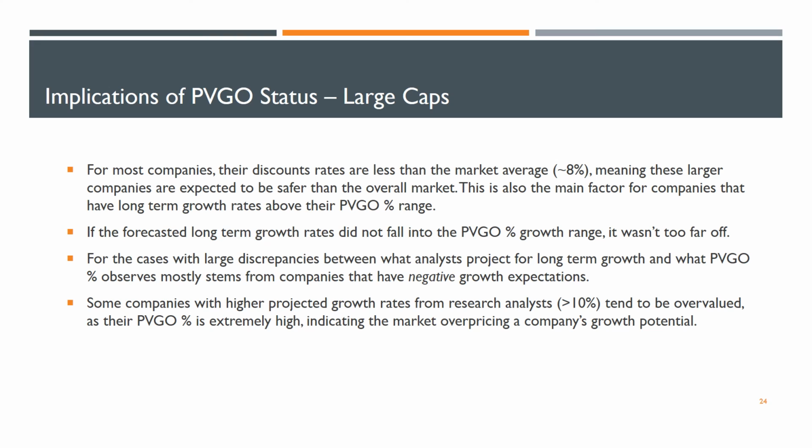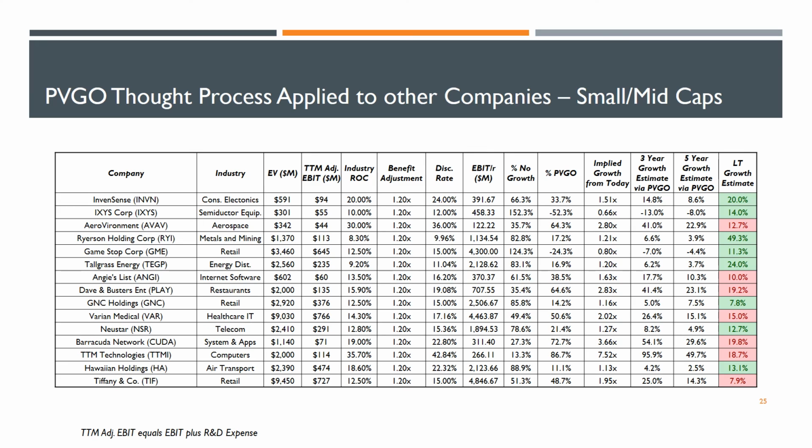Some companies with higher projected growth rates from research analysts, and usually with these bigger companies it could be just as high as 10% annual, tend to be overvalued, as their PVGO percentage is extremely high, indicating the market overpricing a company's growth potential. And that tends to happen a lot. It's that value versus growth popping up again. When you look at growth stocks, and if they're offering a good growth percentage, people are willing to pay much more for that growth.